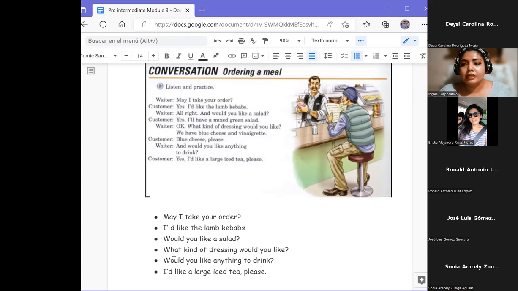If you can take screenshots of the conversation, it will be very nice because you're going to use this conversation for the practice. We are going to have breakout rooms, and in that breakout room, you're not going to see the conversation. So you can take a screenshot of the conversation to practice.